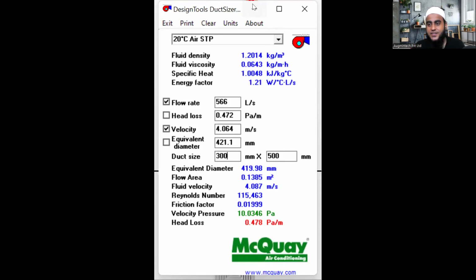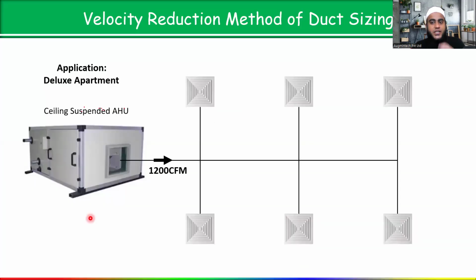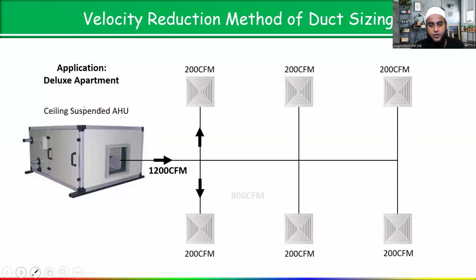So can we select this size, 500 by 300? You have to check the aspect ratio first. 500 divided by 300, so it is near about 1.6. So aspect ratio is coming between 1 to 4. It means it is satisfying. So for 1200 CFM air, we have got the duct size. How much? Tell me fast.